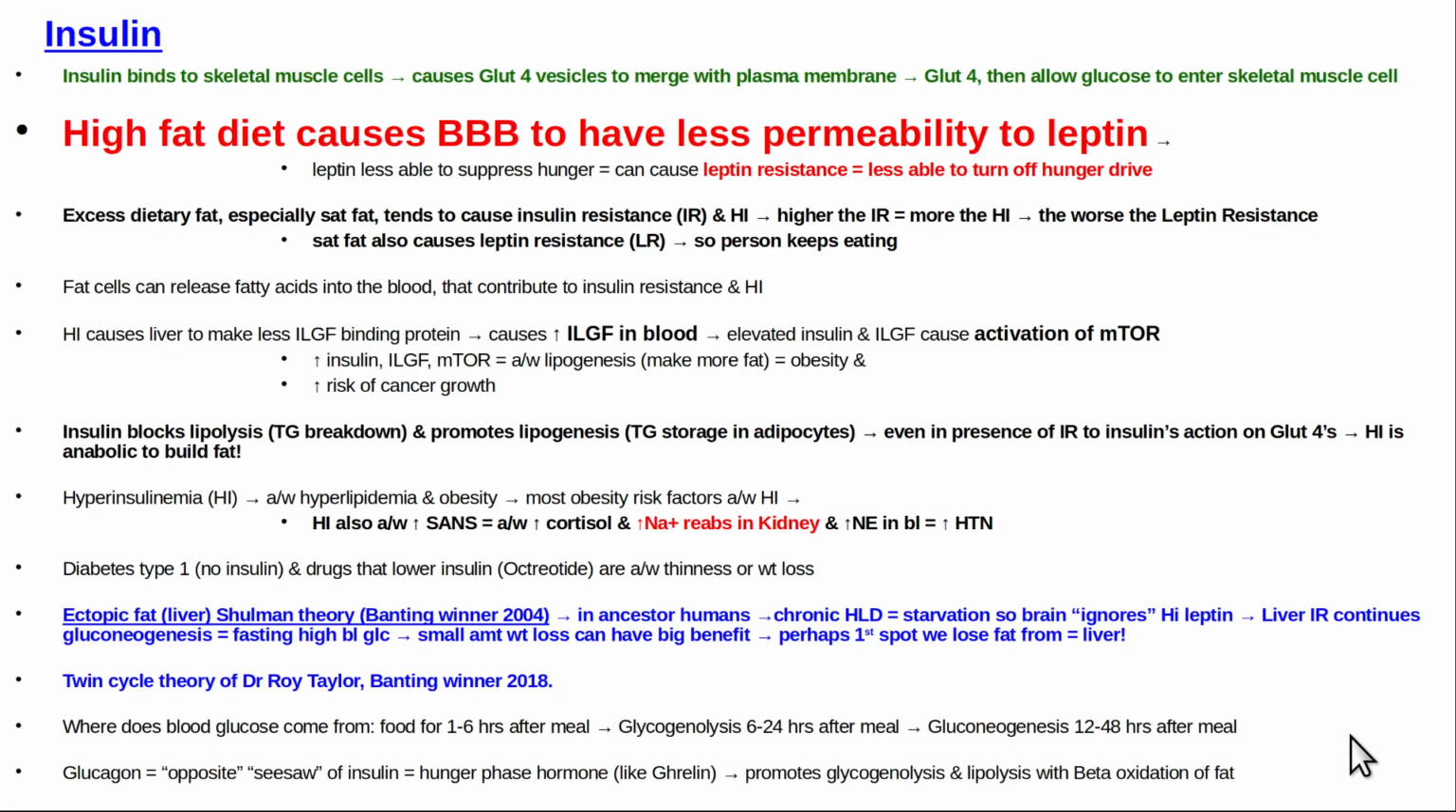Okay, this video is part 5 about causes of obesity. We're going to talk a lot about mTOR and the effect of insulin and animal protein on mTOR. So we already talked a lot about insulin, how a high-fat diet causes the blood-brain barrier to have less permeability to leptin, so leptin can't go from the fat up into the brain, and it can't turn off your hunger, so you'll have a tendency to overeat.